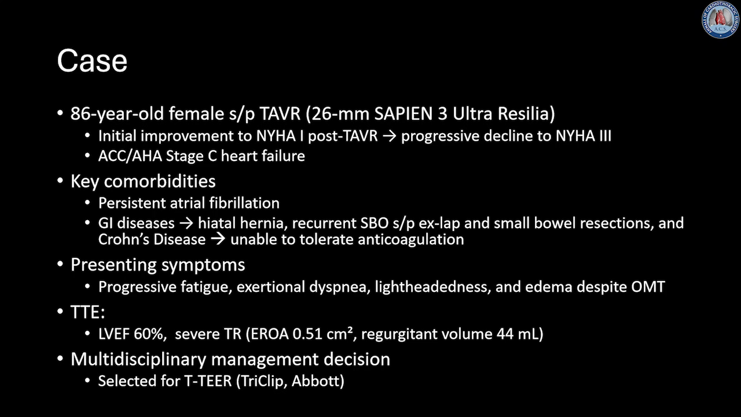At the time of re-evaluation, transthoracic echocardiography demonstrated preserved biventricular systolic function with a left ventricular ejection fraction of 60% and severe tricuspid regurgitation. Given her symptomatic deterioration, anatomic suitability, and comorbidity profile, the decision was made to pursue transcatheter tricuspid edge-to-edge repair.